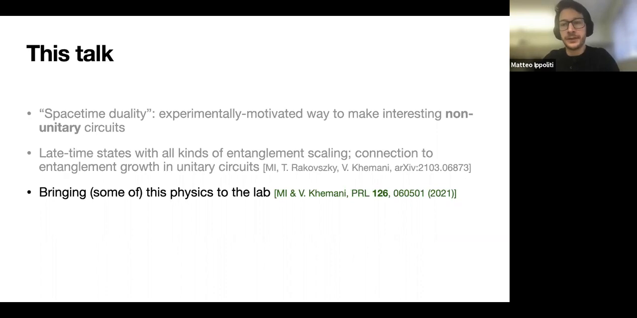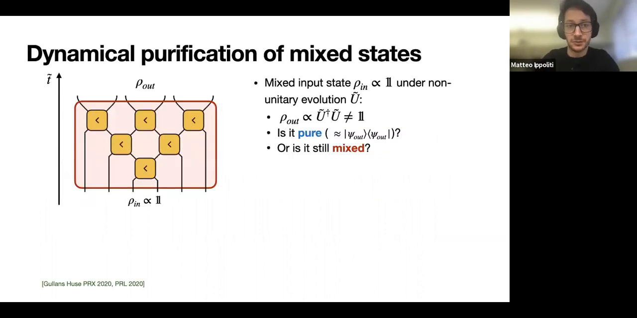And so it's desirable to have some things that you can do without any measurements. And what we can do is a slightly different problem that's very closely related to the one that I just told you about. It's the so-called dynamical purification of mixed states. So here we are thinking about initializing the system in the identity, so the maximally mixed state, and then running it through non-unitary evolution.